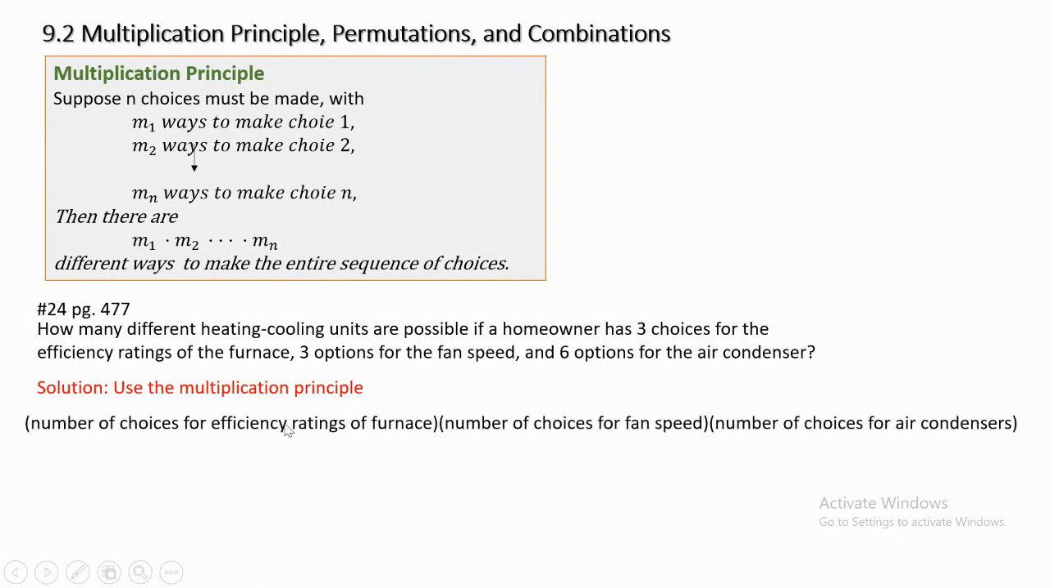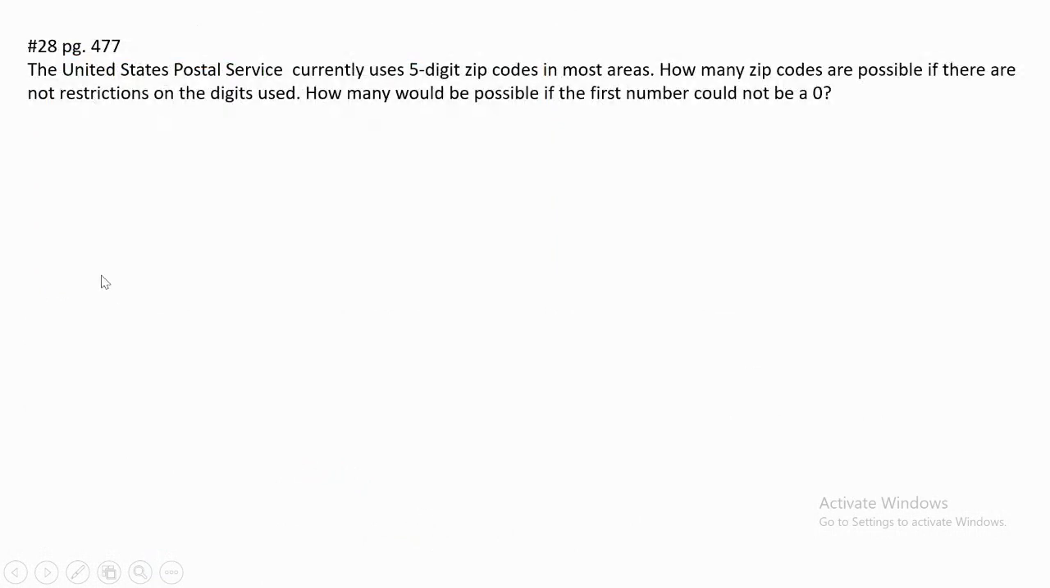right. How many choices are there for efficiency rating? So it's going to be 3, for the fan speed 3, and for the air condensers, 6. So 3 times 3 times 6 will give us 54. So that's my answer. Okay, 54 different units are possible.